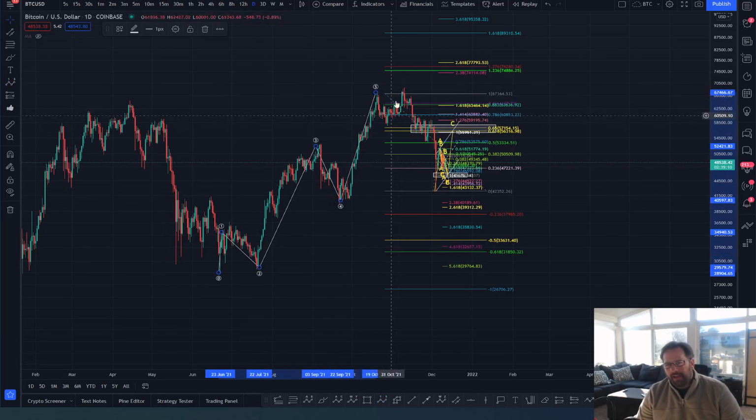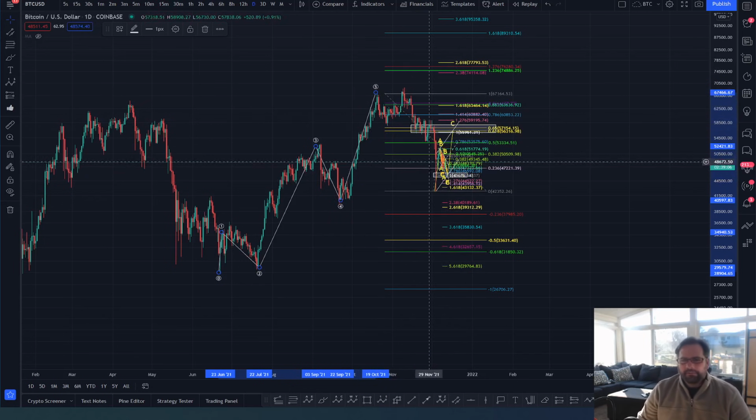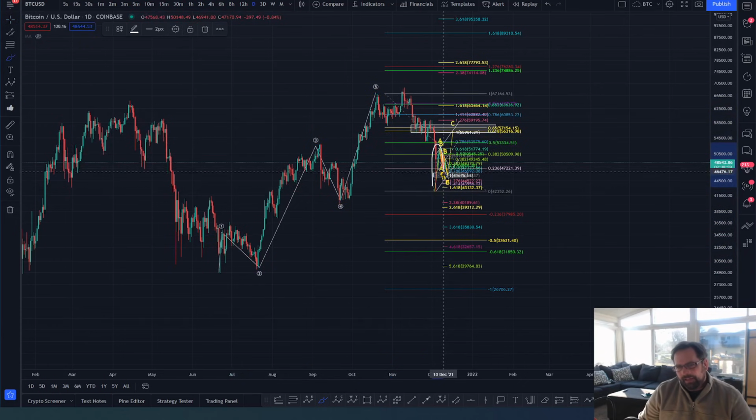And what we've got is an expanded flat that came pretty deep, but we got an expanded flat that just came. Now what we're getting is a 3-wave pullback, okay? So currently I'm projecting a 3-wave pullback of this wave to retest 50 to 60%. Now that may take more time than I have it drawn, okay? That may take more time.